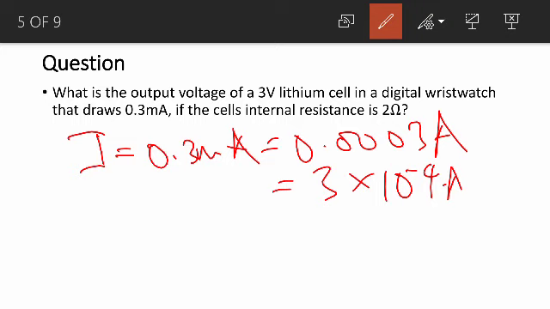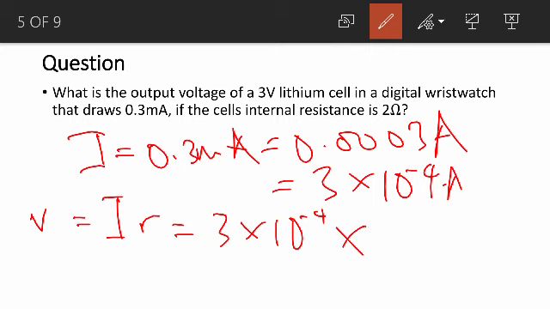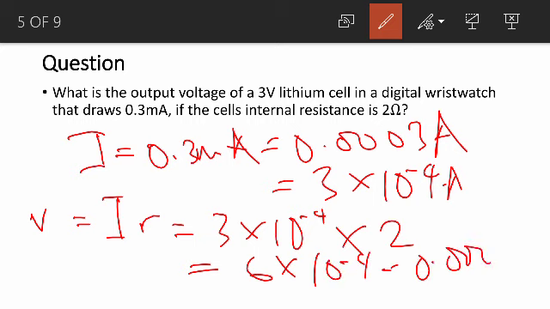Okay, so in this case here, since we are given internal resistance, I can find the lost voltage. The lost voltage here is I times internal resistance small r. So my current is 3 times 10 to the power minus 4 multiplied by the internal resistance here, which is 2. If we multiply that, we are going to get 6 times 10 to the power minus 4, or if you like, 0.0006. Okay, so that is our lost voltage. Our lost voltage is 0.0006 volts.